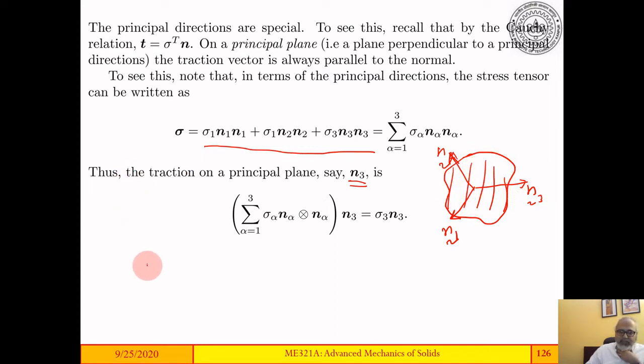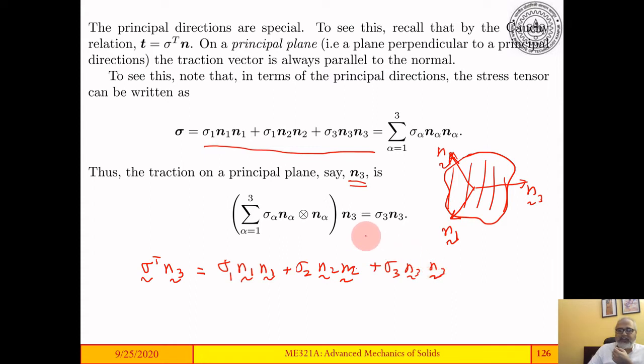The way we will do it is we will calculate sigma transpose n3, and for sigma transpose we can take the spectral representation also. So if we take this, then sigma transpose is sigma 1 n1 n1 plus sigma 2 n2 n2 plus sigma 3 n3 n3, which is the same as sigma because it's a diagonal tensor. So this dotted with n3, everything would become 0, n1 n3 will become 0, n2 n3 will become 0, and you will be left with sigma 3 n3.